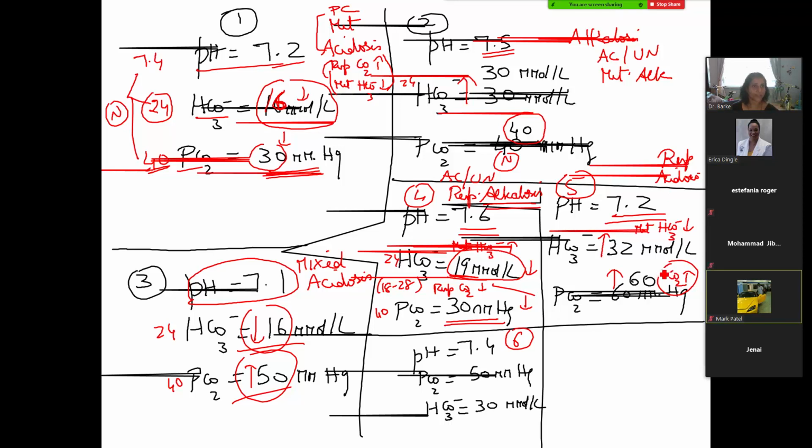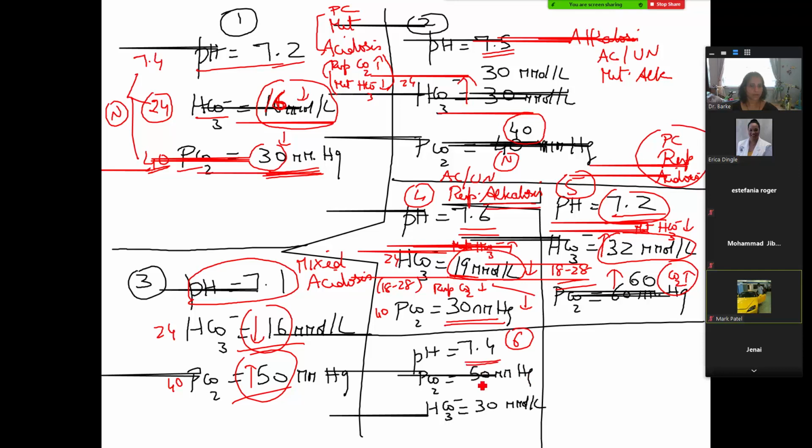Now to stage it, which value will you look for? To see if it's on the blood buffer or not, bicarbonate. So now you use the range. Is it on the blood buffer line 18 to 28? No. It has moved, but has the pH come back? No. So what is it? Partially compensated. Good.